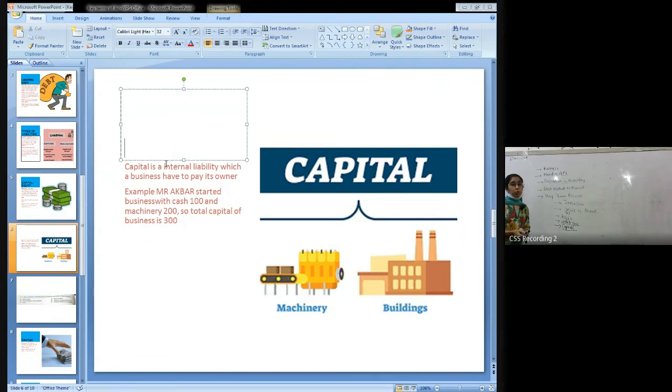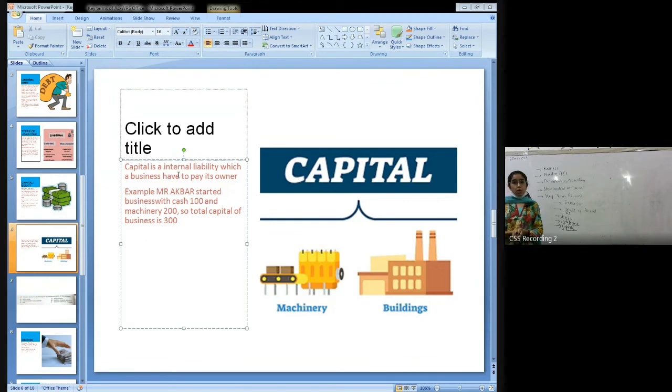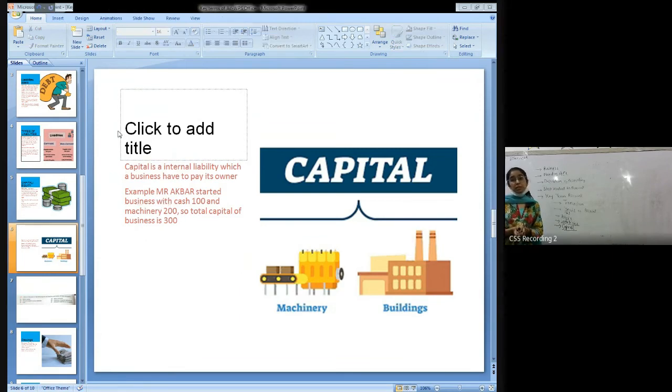As owners provide capital to the business, when they leave their business or end their business, they will withdraw that capital again. So the business needs to pay that capital back to the owner. That is why it is called an internal liability of a business.